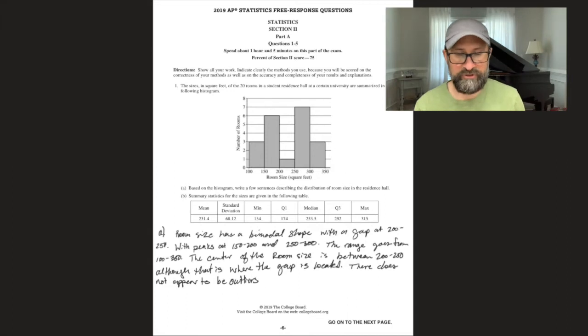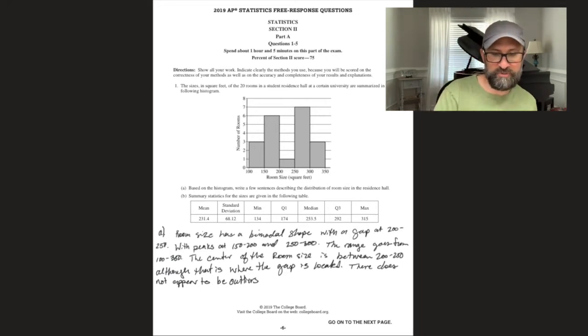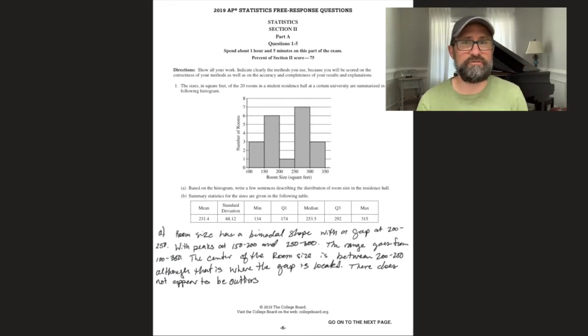The first thing you notice is that this is a relatively bimodal distribution. So you've got this big peak here with a valley in the middle and another peak there, right? That's a pretty big gap. So this is where you would definitely talk about it being bimodal. The first thing I said was the room size is a bimodal shape with a gap between 200 and 250. So that would be my shape. I also talked about peaks between 150 and 200 and 250 to 300.